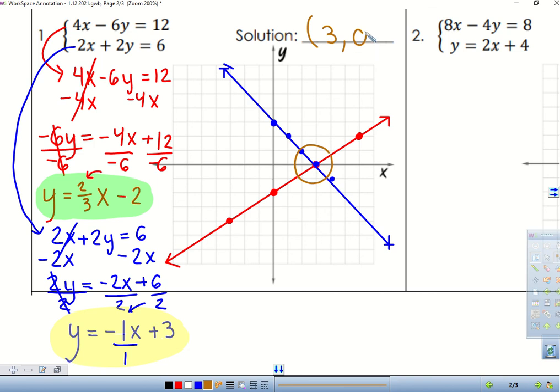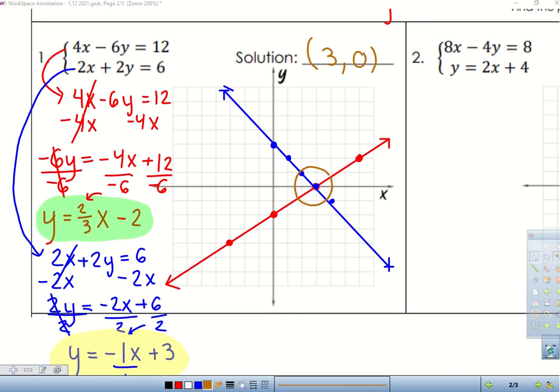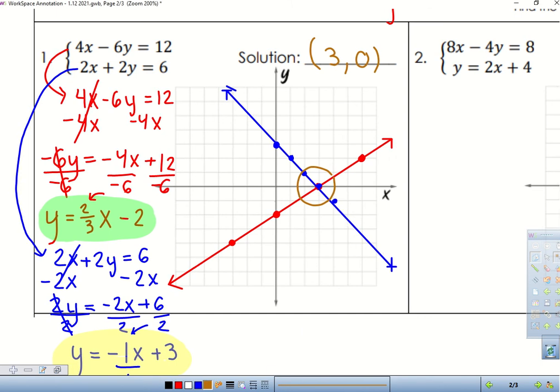3, 0, right? Oh, 0. Does everyone see why the solution is 3, 0 to this? So that's how you solve a system of equations using graphing method, okay? So before we move on to the next one, does anyone have any questions about the first? Okay. Let's go ahead and try the other one.